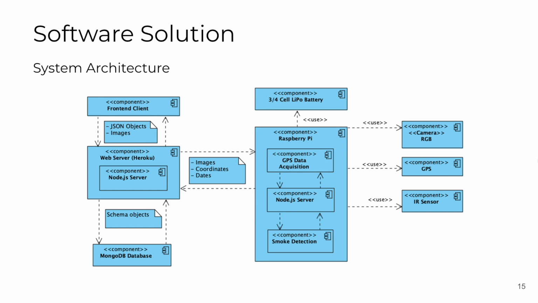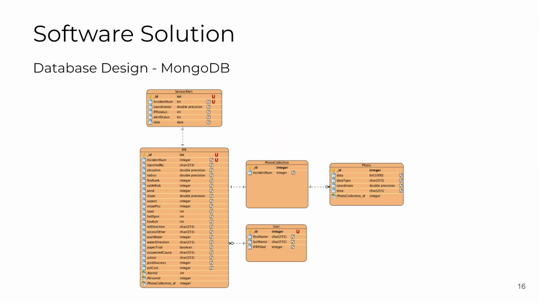There are 3 scripts running on the Raspberry Pi in parallel. They communicate with each other via pipelines, and data is streamed from the camera and GPS module to the Raspberry Pi. The Raspberry Pi sends data to the web server hosted on Heroku, which appends the data into the MongoDB database. This is how the documents on our MongoDB database are structured. We have initial fire reports, sensor alerts, photo collections, and users.